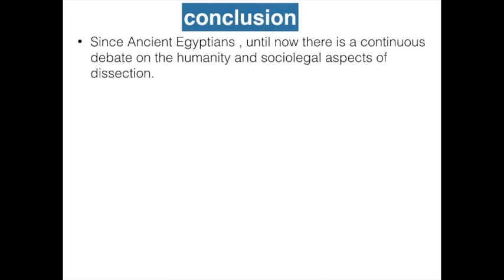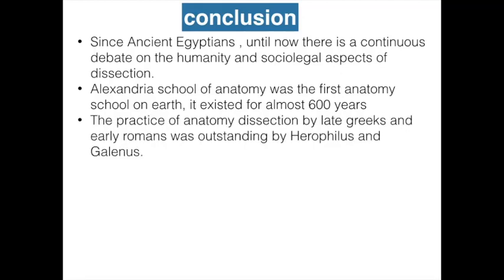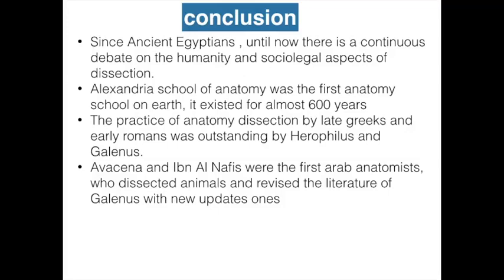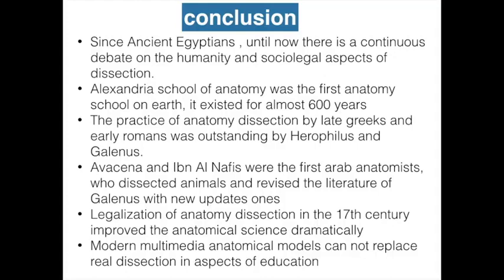In conclusion, since the ancient Egyptians until now, there is continuous debate about the humanity of anatomy and dissection of the human body. The Alexandria School of Medicine was the first anatomy school on earth, and existed for 600 years. The practice of anatomical dissection in late Greeks and early Romans was outstanding, by Herophilus and Galen. Avicenna and Ibn al-Nafis translated a lot of works and made translations and studies on animals. Legalization of anatomy happened in the 17th century. Modern multimedia can replace the classic ways of anatomy.